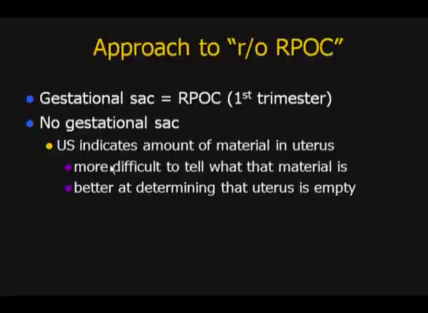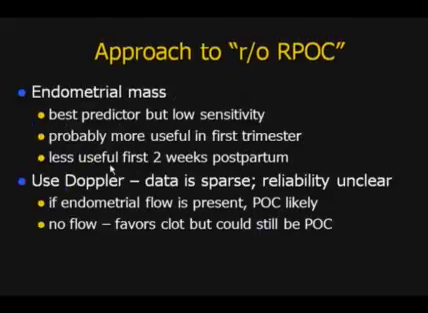So my approach to the first trimester patient with question of retained products of conception is, if you see a gestational sac, then it's easy. You know there's retained products, but that's usually not the easy case. So if you do not see a gestational sac, the ultrasound tends to indicate the amount of material, but it's more difficult to tell what that material is. If you see extremely thin endometrium, it's less likely to retain products, so I think we're better with ultrasound at determining that the uterus is empty. More problematic when there's something in the uterus to tell what it is.